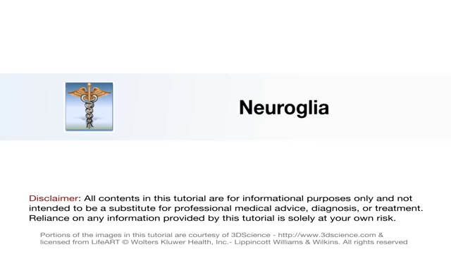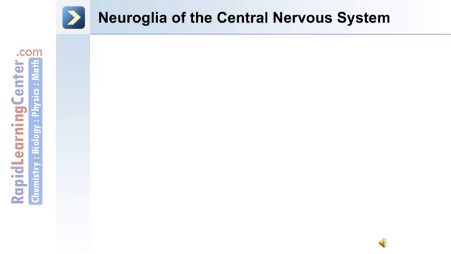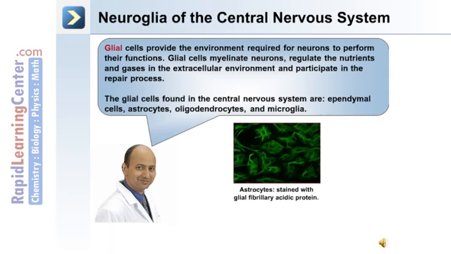Now let's move on to discuss the other major class of cells in the nervous system, the neuroglia, including the neuroglia of the central nervous system, as well as the neuroglia of the peripheral nervous system. The neuroglia of the central nervous system.